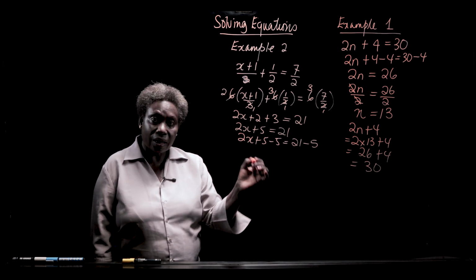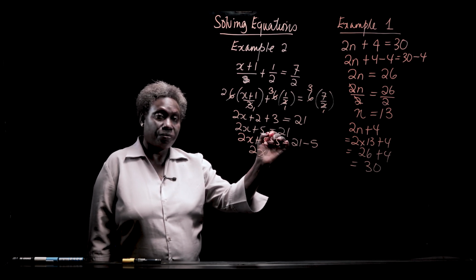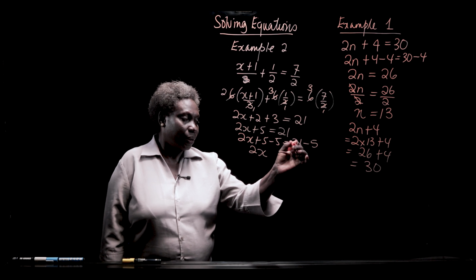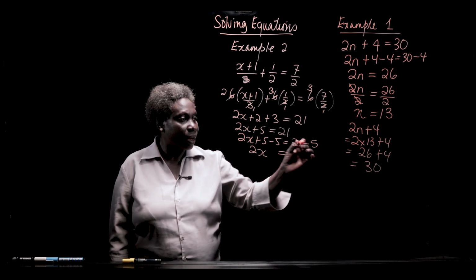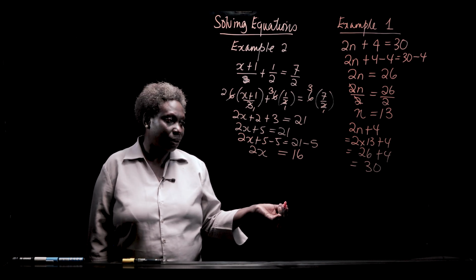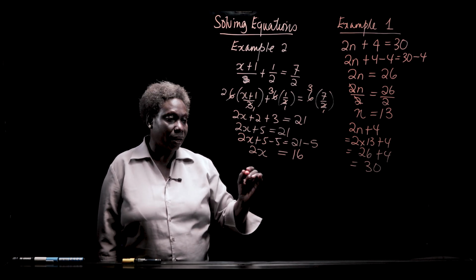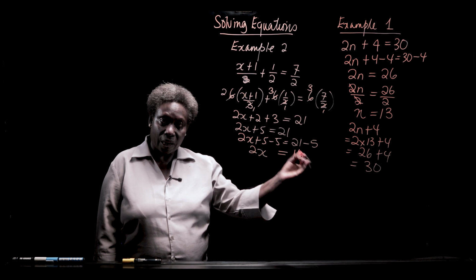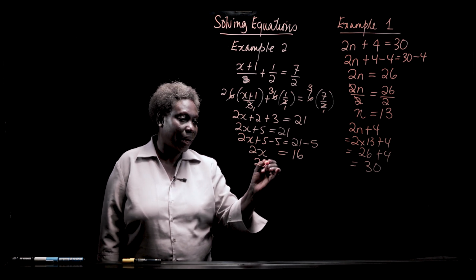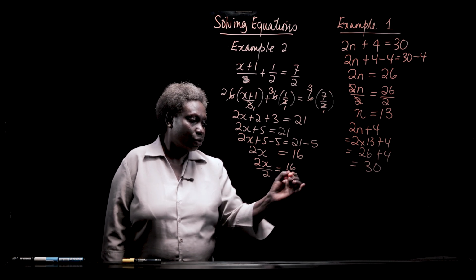Okay. On the left-hand side, we now have 2x. Positive 5 minus 5 is equal to 0. So that is equal to 21 minus 5, which is 16. Now, how do we solve for x? Again, we do the same thing that we have done in example 1. Since it's multiplying by 2, we are going to divide both sides of the equation by 2. So we have 2x over 2 is equal to 16 over 2.